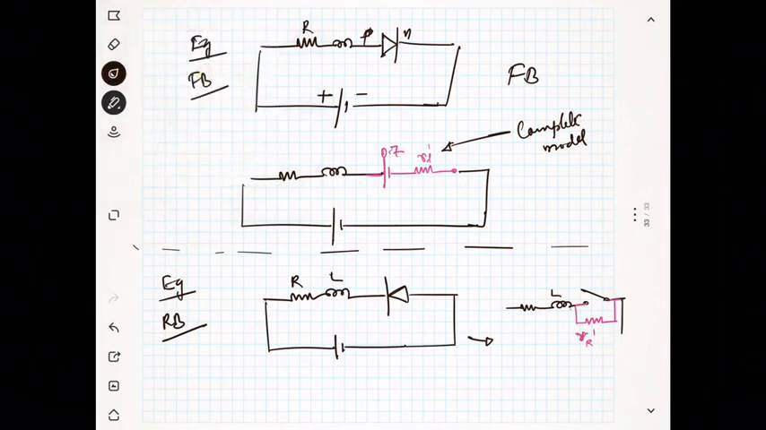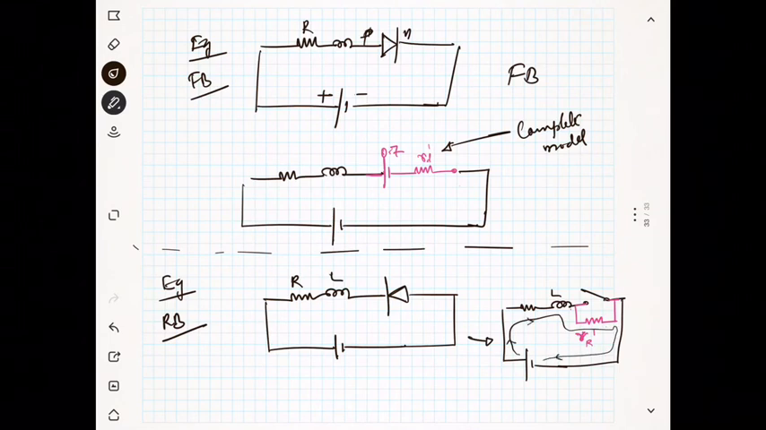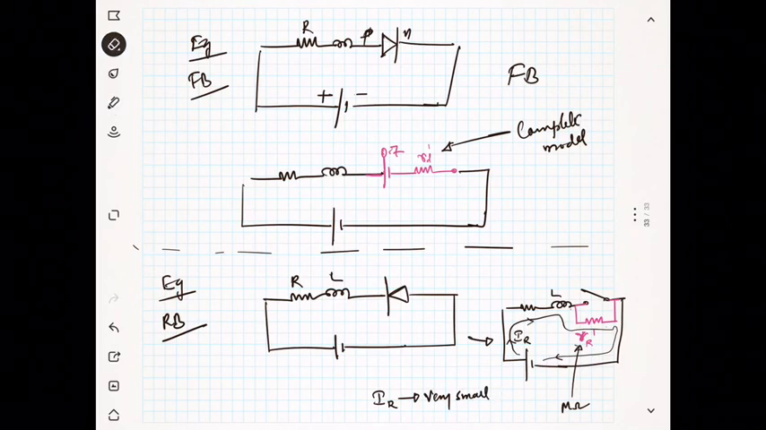Next, I have the remaining part, positive, negative, so I have a path for the current. Actually, the current will flow like this. This is the direction. But this resistance is very high, of the order of mega ohms. The current, which we will call reverse current, is very small.